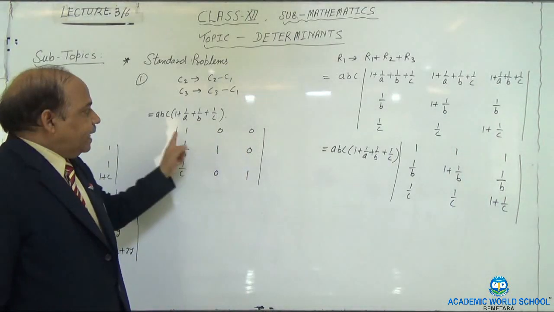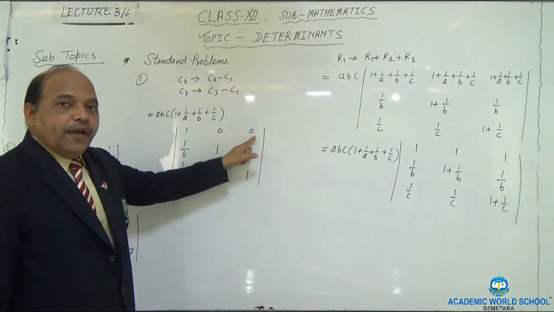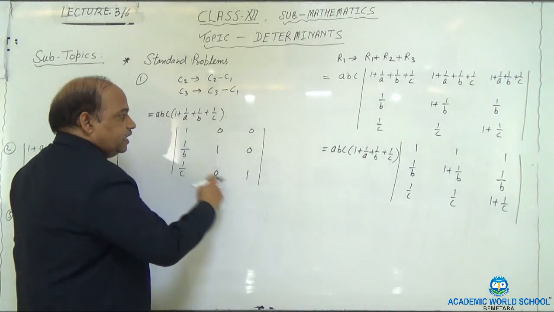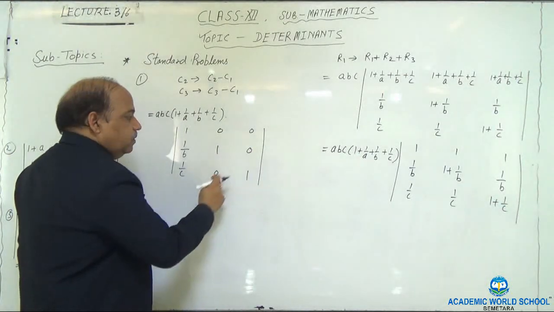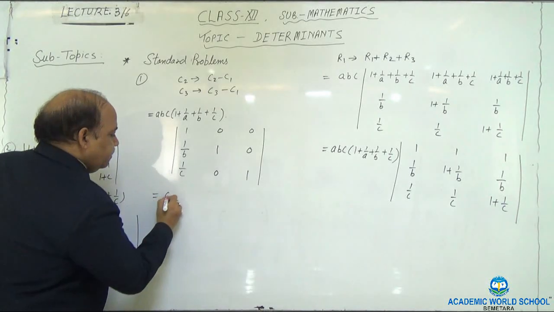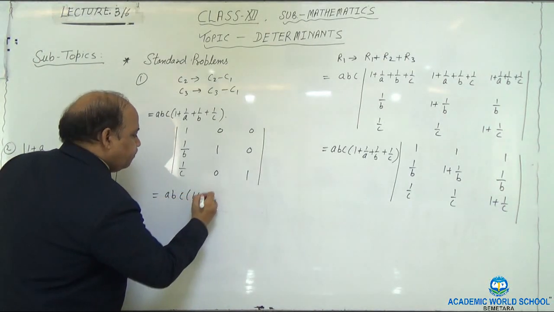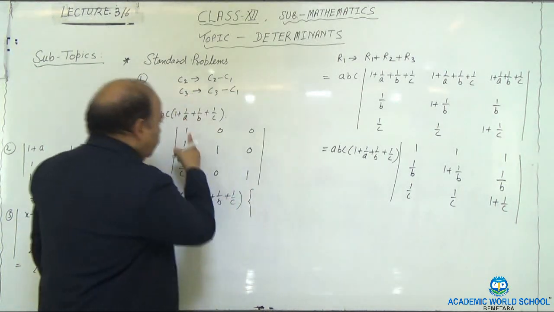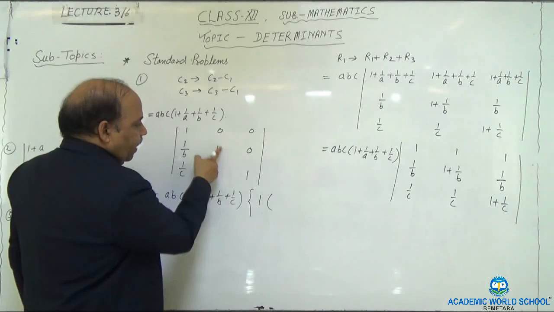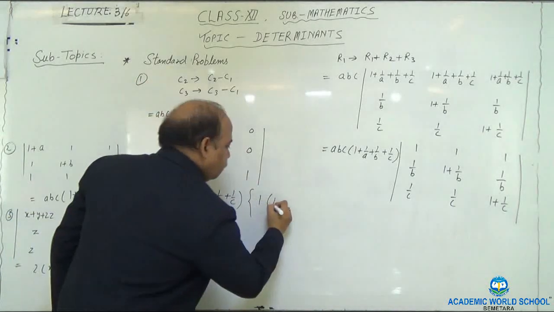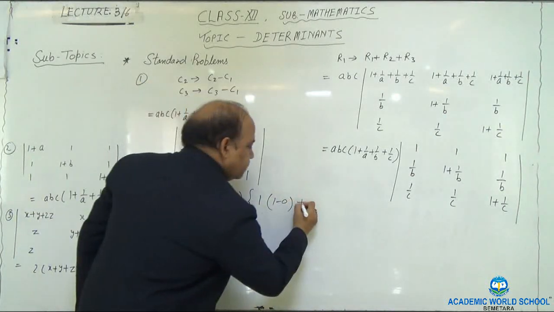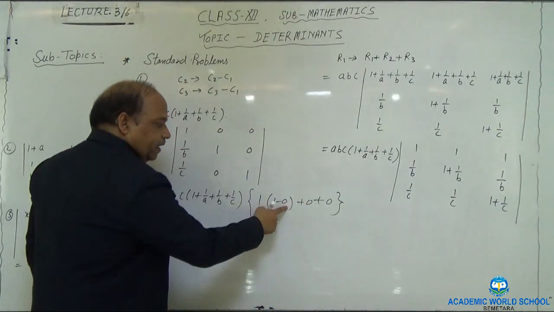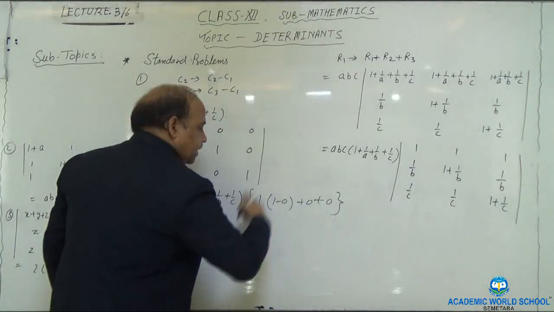So we can expand about the first row. If you expand about the first row, what will happen? This element, leave this part. The corresponding determinant is this one, 1, 0, 0, 1. So I am expanding that: A, B, C, 1 plus 1 upon A plus 1 upon B plus 1 upon C into this 1. Now see, 1 into 1, 1 minus 0, 1 minus 0. About this, 0, and about this also 0. So this is 0. 1 minus 0 is 1, 1 into 1 is 1. So this whole thing becomes 1.